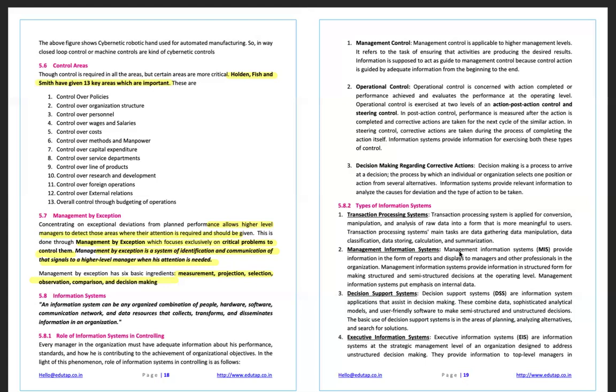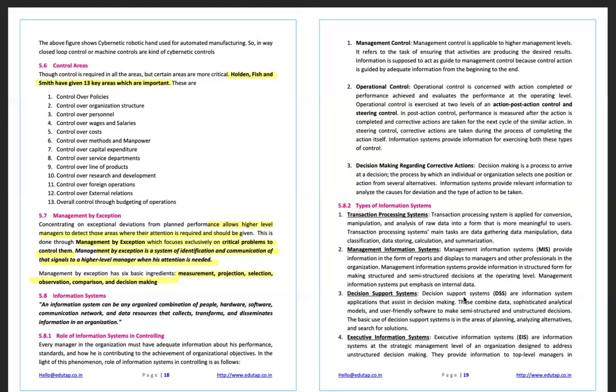तो management information system क्या है? ये इंफॉर्मेशन देता है इन द फॉर्म ऑफ रिपोर्ट एंड डिस्प्लेस टू मैनेजर एंड अदर इन द ऑर्गेनाइजेशन. तो एक रिपोर्ट है जो मैनेजमेंट इंफॉर्मेशन सिस्टम देगा और वो सबको विजिबल होगा. It provides information in structured form for making structured and semi-structured decisions at the operating level. तो जो ऑपरेटिंग लेवल पे जो लोग डिसीजन मेकिंग अथॉरिटी है उसको डिसाइड करने में या कोई भी डिसीजन लेने में हेल्प करेगा.